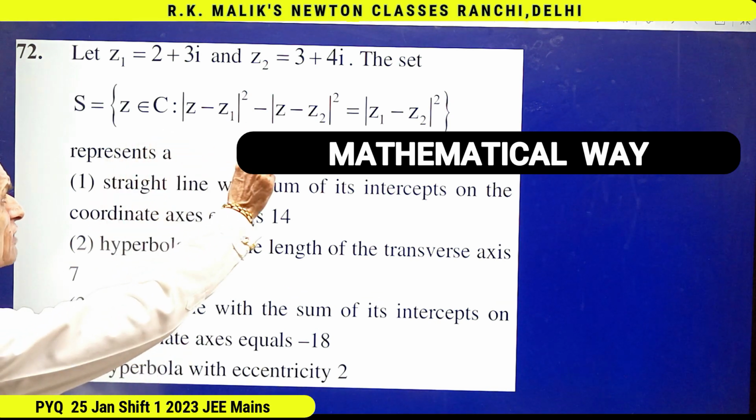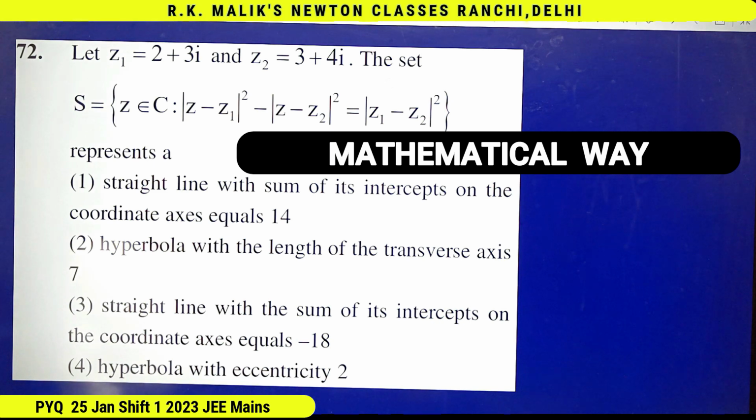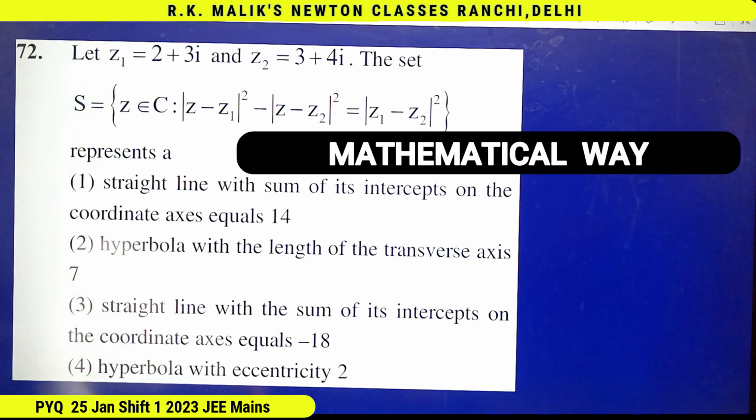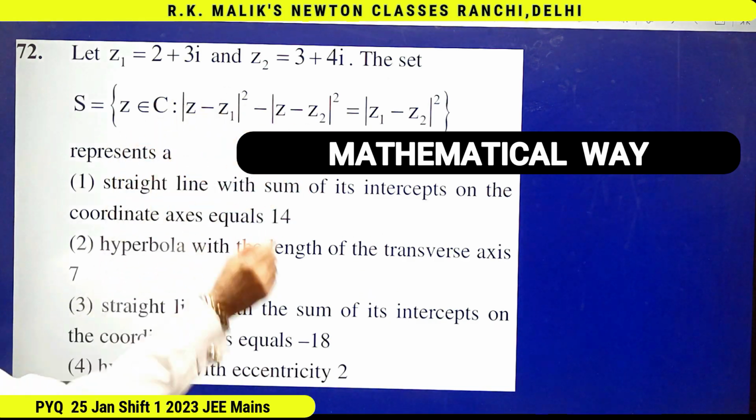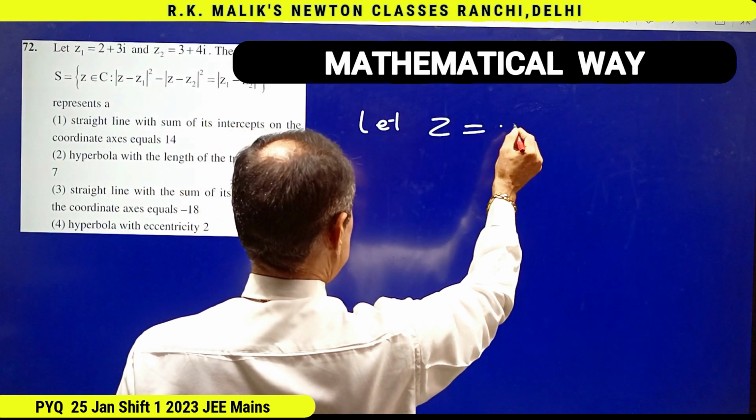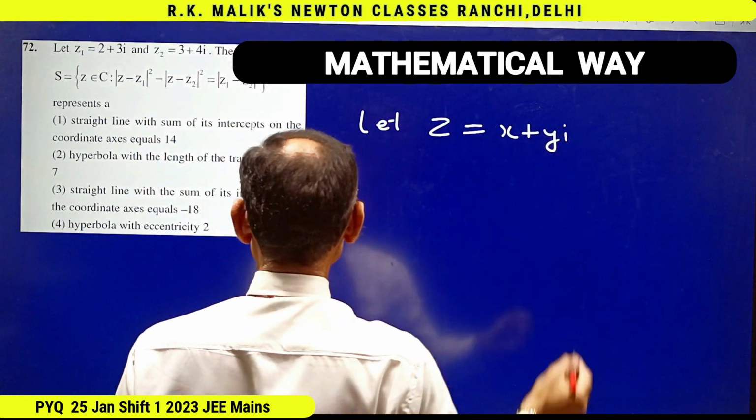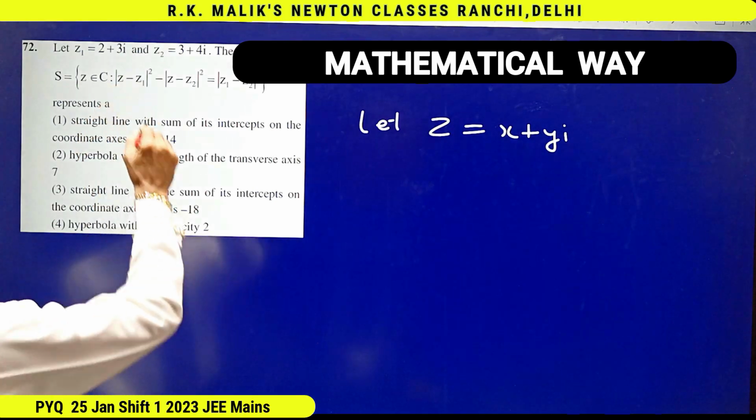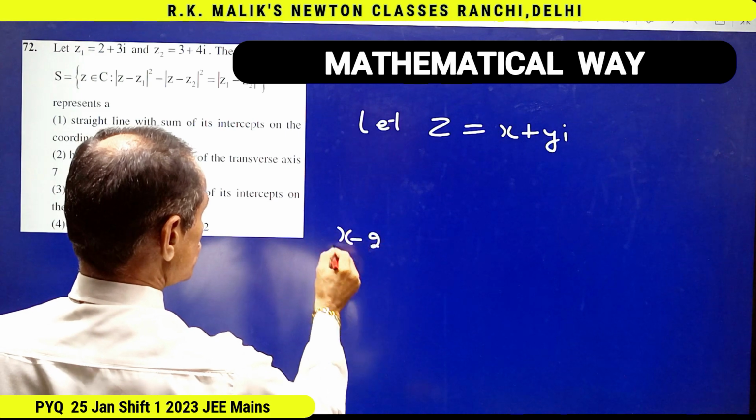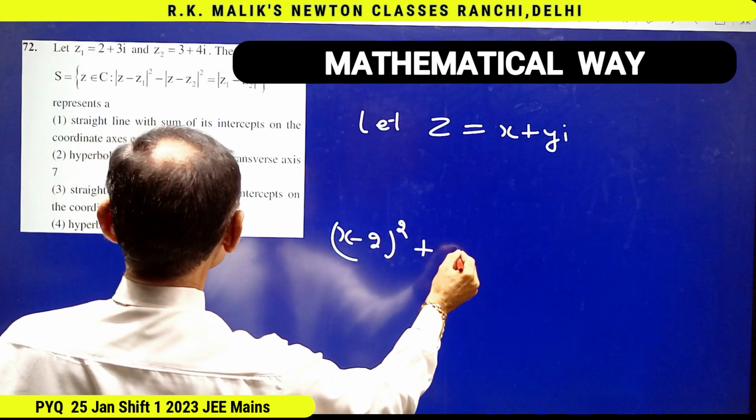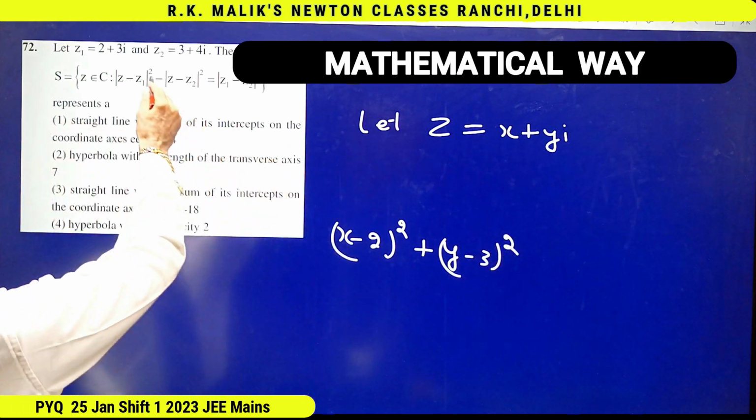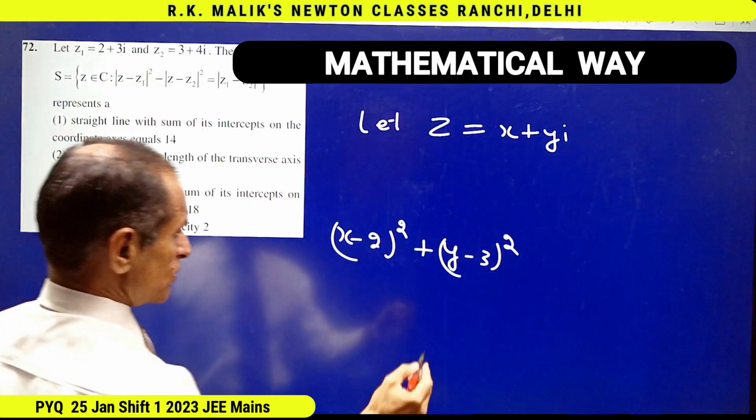Note that Z1 and Z2 are two fixed complex numbers. Z is an unknown complex number. The only thing is Z satisfies this condition. Let Z be equal to x plus yi, and this part means (x minus 2) whole square plus (y minus 3) whole square. This is the meaning of this part.